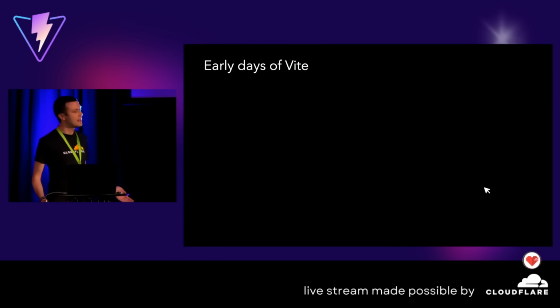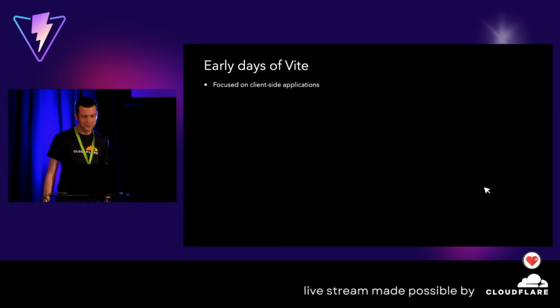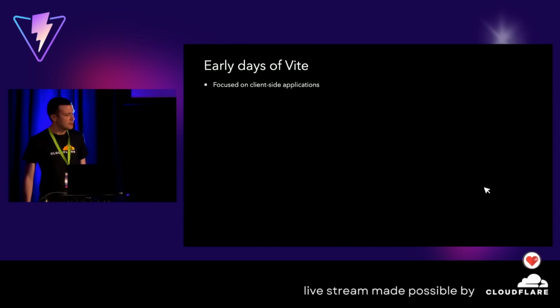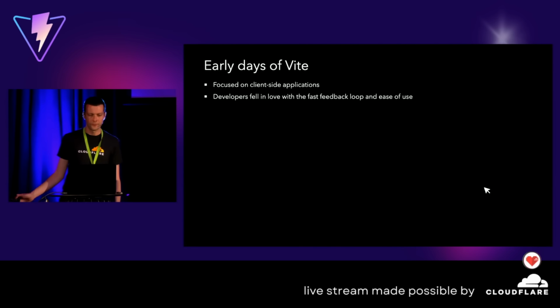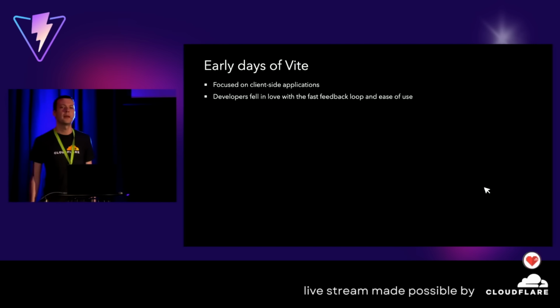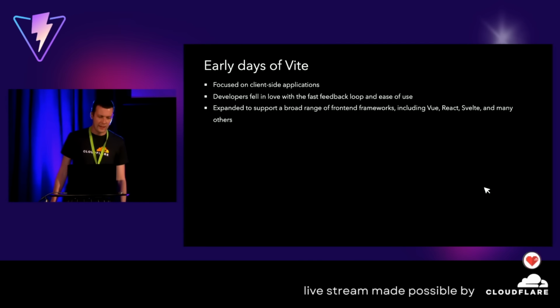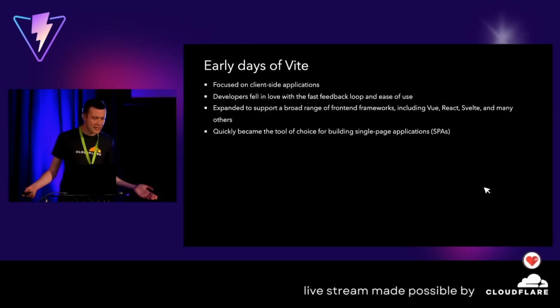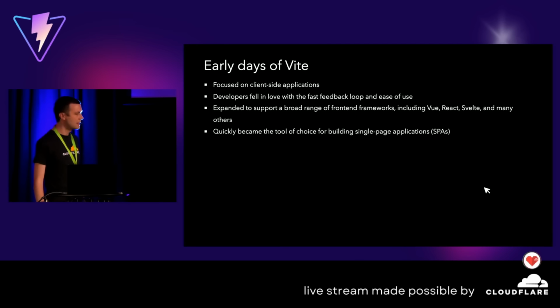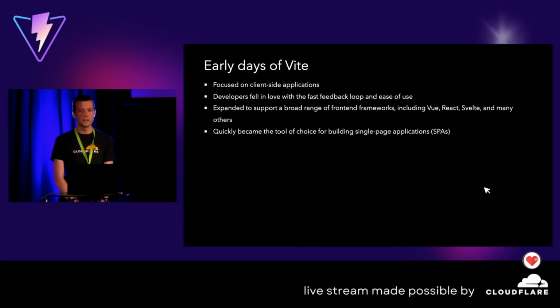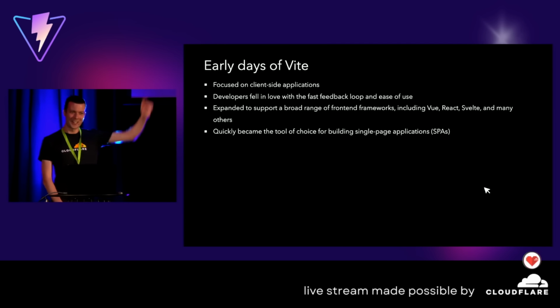So we got a really good insight into the early days yesterday in a documentary. But just to summarize, Vite focused on client-side applications, and developers fell in love with the fast feedback loop and ease of use. Originally for Vue, it soon expanded to support a broad range of front-end frameworks, including Vue, React, Svelte, and many others. And it quickly became the tool of choice for building single-page applications. And I'm sure for a lot of the people here, possibly the majority, that was how you got into using Vite in the first place. Who still enjoys building single-page applications? I do.